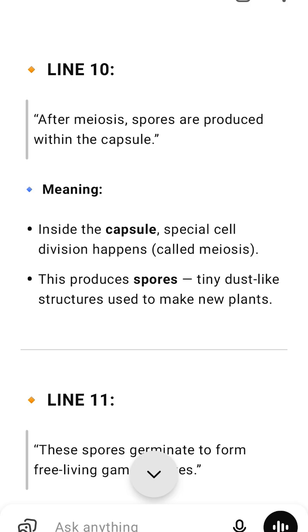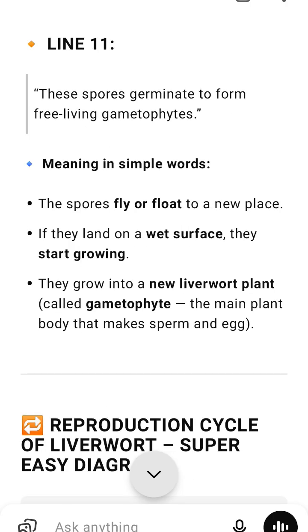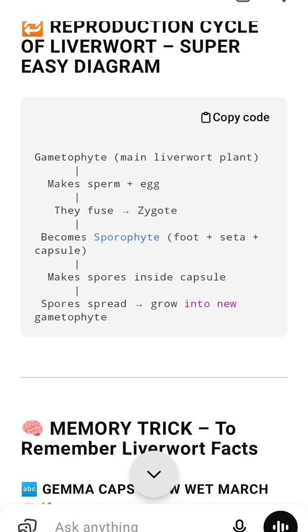The zygote grows into a new structure called a sporophyte. What is a sporophyte? The sporophyte is the part that makes spores. It is made of 3 parts. Foot attaches it to the main plant.